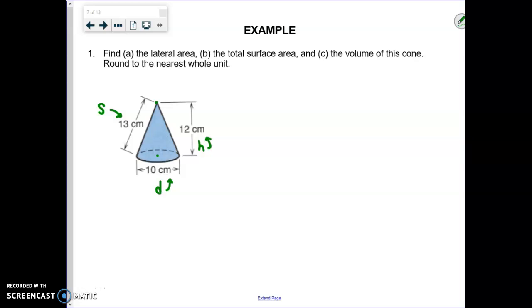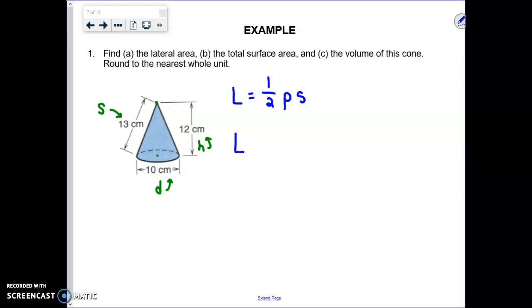So, let's start off with lateral area. If you remember, lateral area is equal to, for a pyramid or a cone, 1/2 perimeter of the base times the slant height. Now, I know that's not the formula given on your formula sheet, but if you want to use one of the formulas on your formula sheet, you can go ahead and use this one.